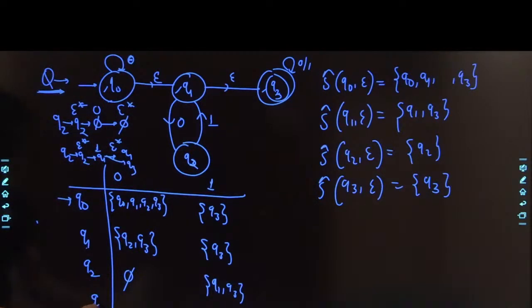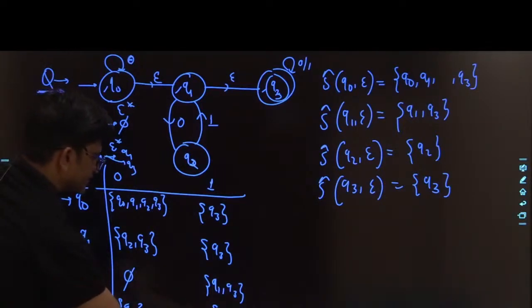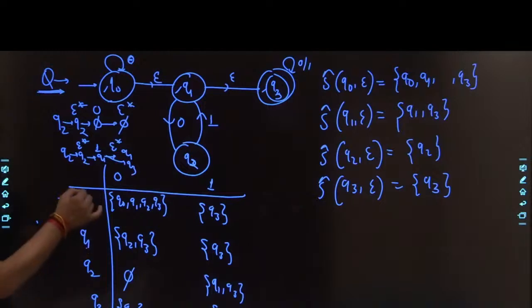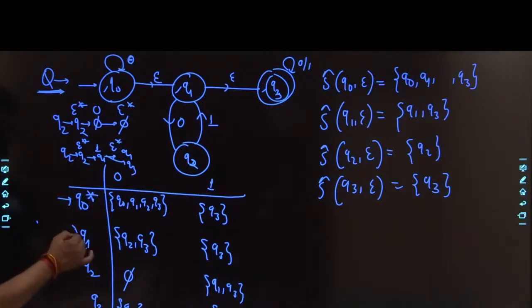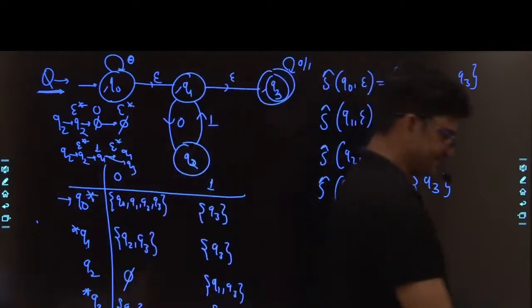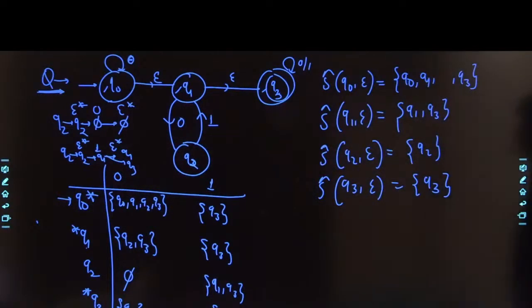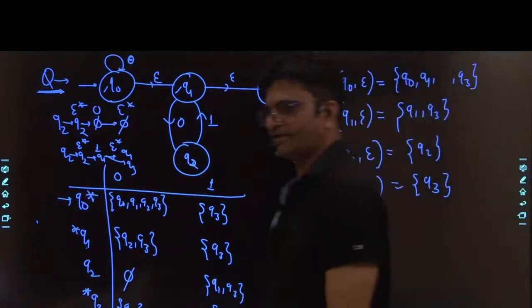Similarly for Q3. Q3 on 0, Q3. Q3 on 1, Q3. What are the final states? Q0 is final. Q1 is final. Q3 is final. This is the equivalent NFA. Clear?